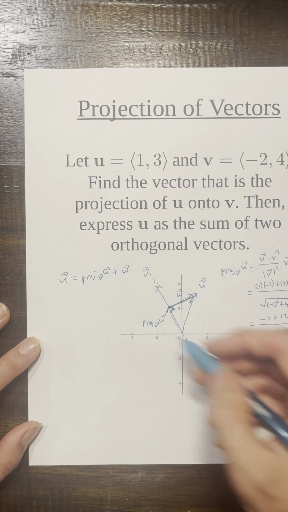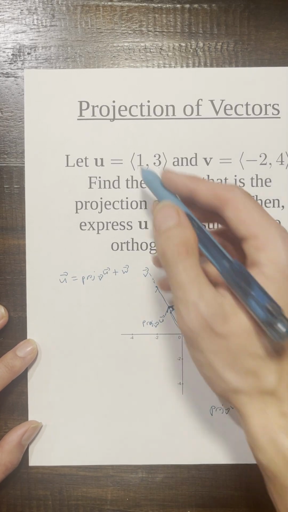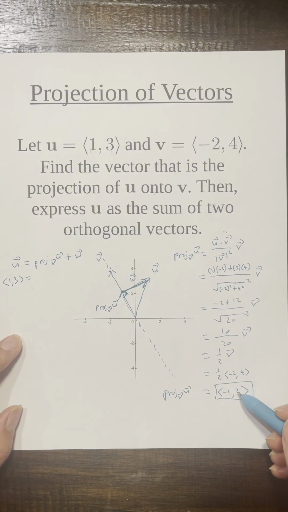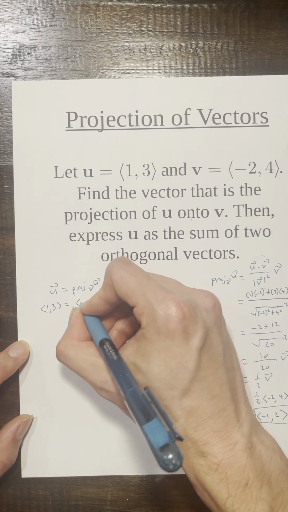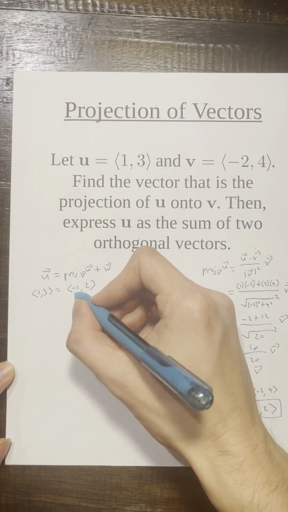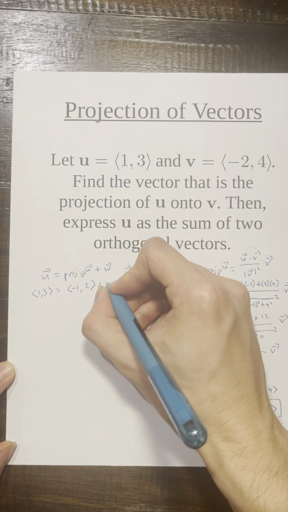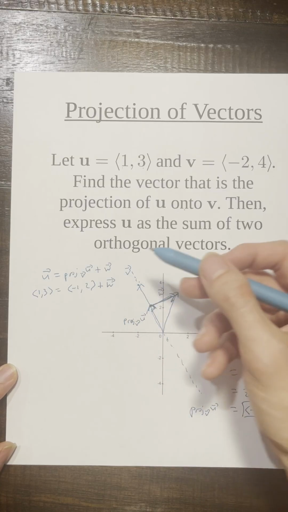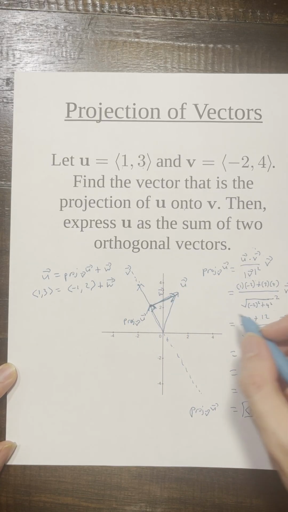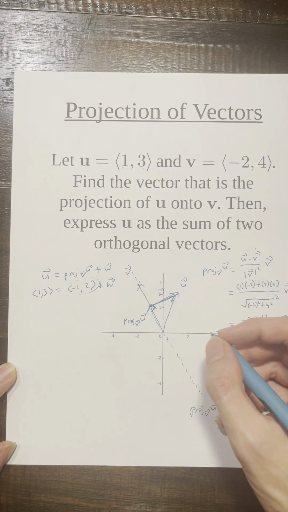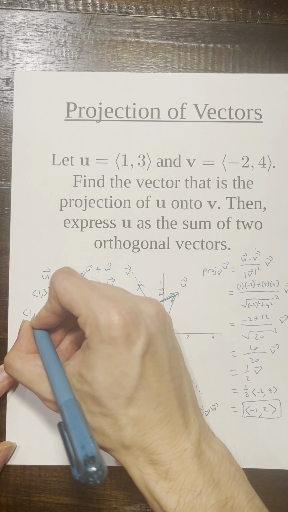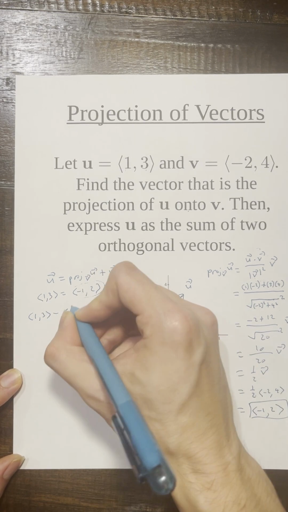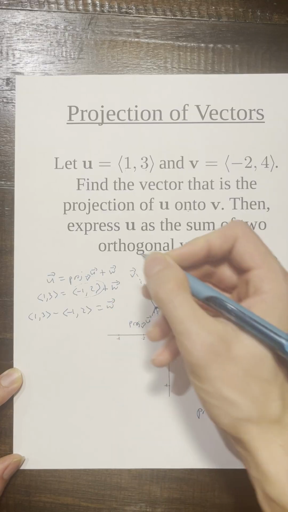Okay, and u was how much again? 1, 3. What was the projection again? -1, 2. So 1, 3 is equal to -1, 2 plus vector w. So how do we figure out vector w? We need to subtract this from both sides of the equation. So 1, 3 minus -1, 2 equals w.